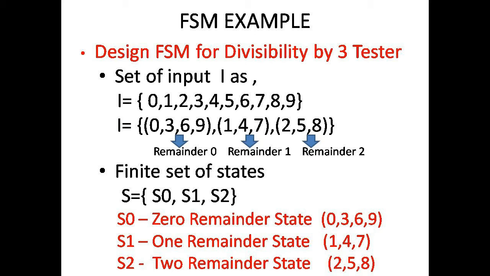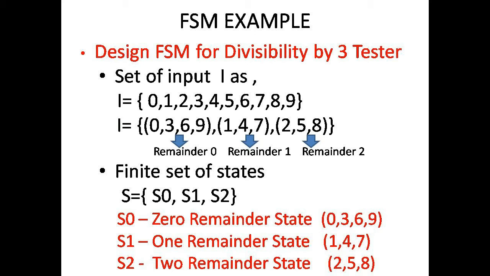Depending on this similarity, we can group them together, and the resultant set of inputs will consist of effectively only 3 members. That is, I is equal to: the first set is 0, 3, 6 and 9. It is divisible by 3 and it gives the remainder 0. The next set is 1, 4, 7. It is not divisible by 3 and it gives the remainder 1. And the next set is 2, 5, 8. It is not divisible by 3 and it gives the remainder 2.